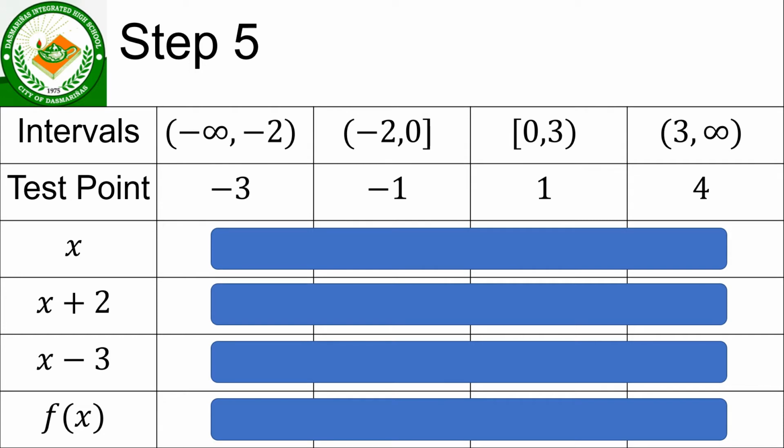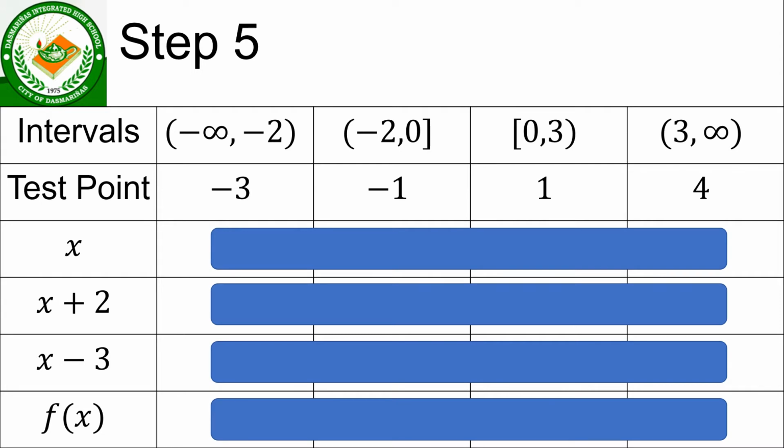The second interval is from -2 to 0. 0 is inclusive because the graph will pass through the x-intercept. This 0 is obtained from the x-intercept or the y-intercept, that is why this one is included. The next one is from 0 inclusive up to 3. Take note that 3 is not included because we obtained that from the vertical asymptote. And the last interval is from 3 exclusive up to positive infinity.